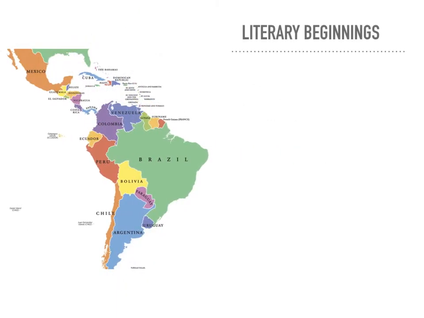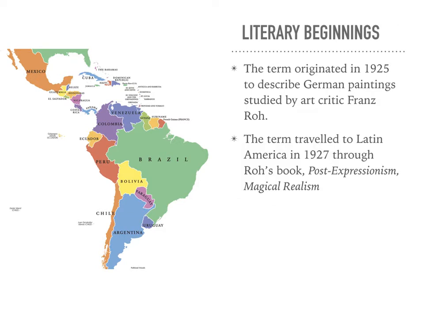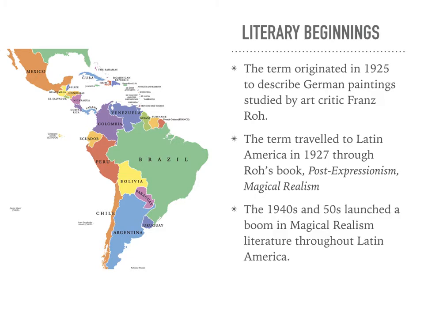So let's talk about the term a little bit. The term originated in 1925 to describe German paintings studied by art critic Franz Roh. And then the term traveled to Latin America in 1927 through Roh's book, Post-Expressionism, Magical Realism. The 1940s and 50s launched a boom in magical realism literature throughout Latin America. Now, this boom shifted the focus from visual art to literary works.